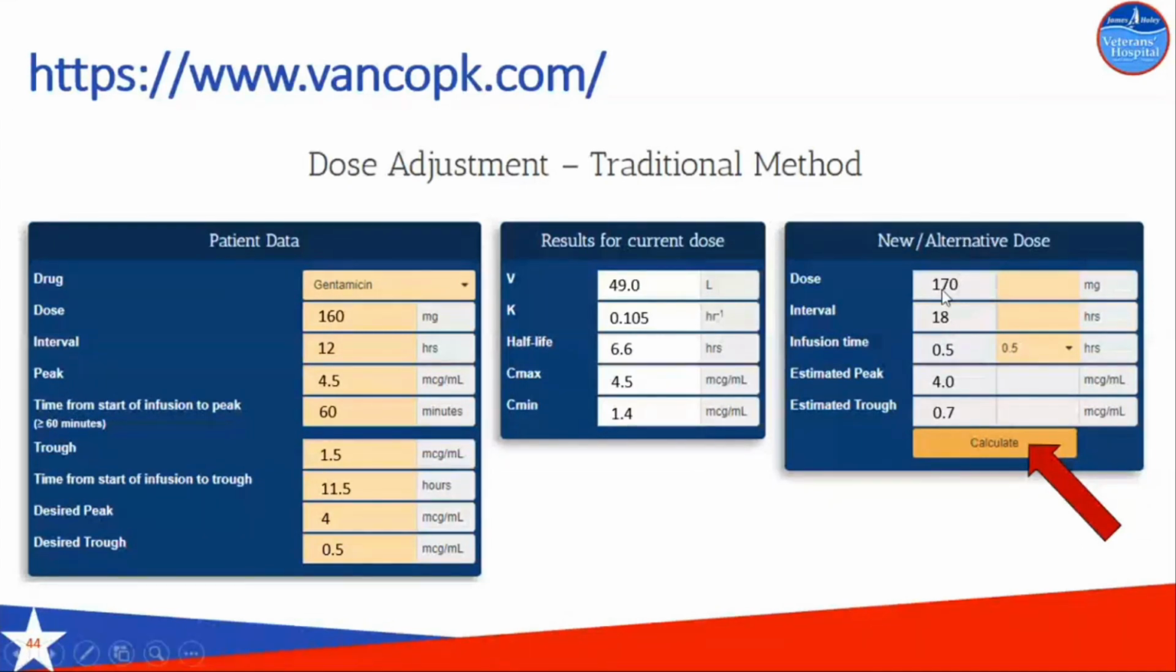So this is recommending 170 milligrams Q18, but maybe you don't have Q18 hour dosing where you are, so you can go ahead and put in a different regimen and hit calculate, and it'll tell you, okay, if you wanted to use this dose and this interval, then your estimated peak is going to be about 3.5, and your trough will be less than 1.